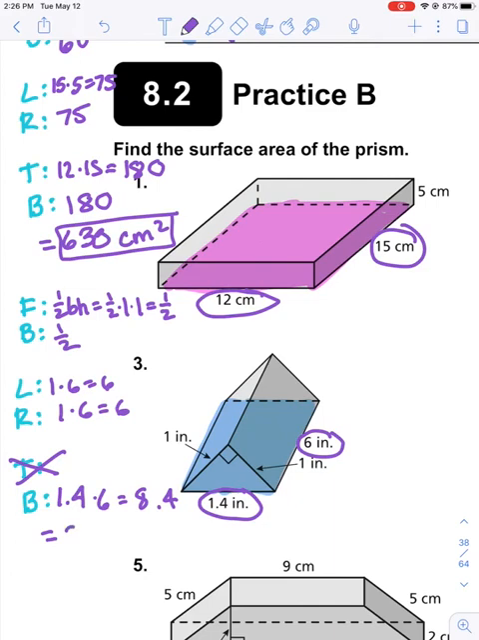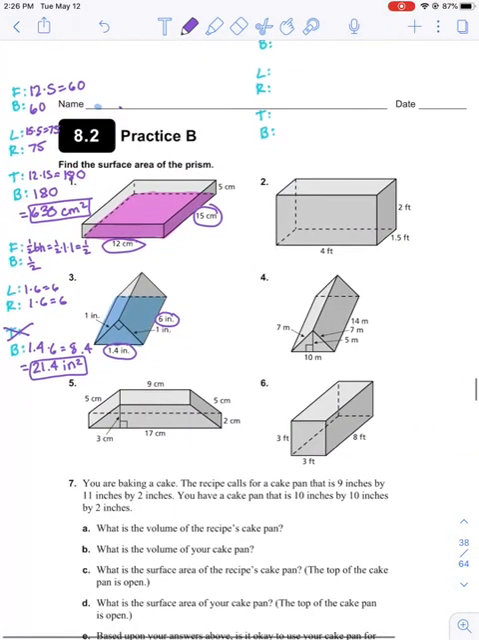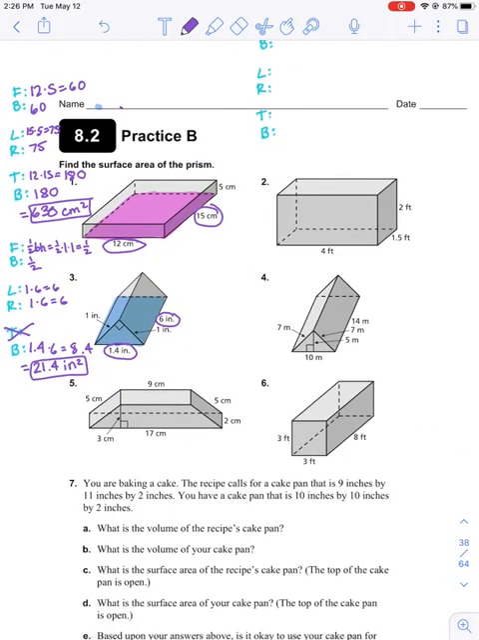Hopefully you've had enough time. That comes out to 21.4 inches squared. Now, that's all I'm going to show in the video, but there is more to the assignment, so make sure you finish the rest of the assignment on your own.